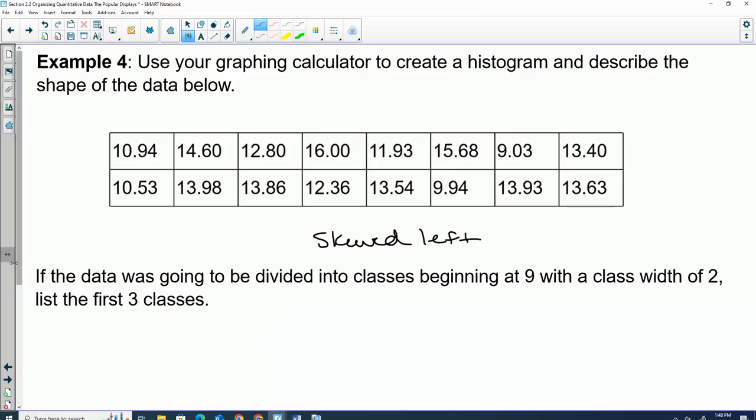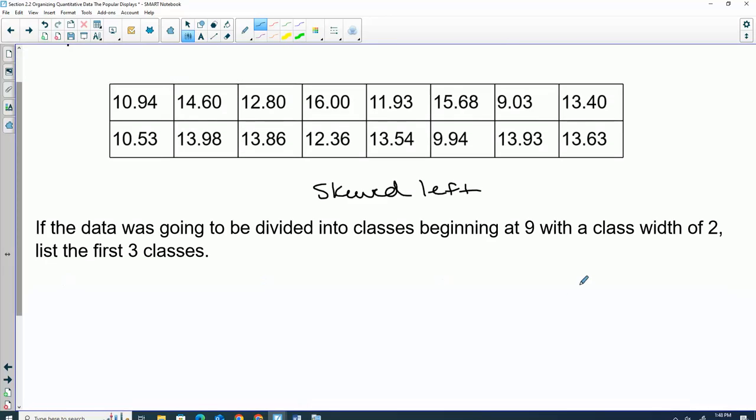If this data was going to be divided into classes, beginning at 9 with a class width of 2. The beginning at 9 tells me the first class. The class width tells me how far until I get to the next one. So the next one would have to start at 11. The next one would have to start at 13. I only have to list the first 3, but I need to put their starting points.